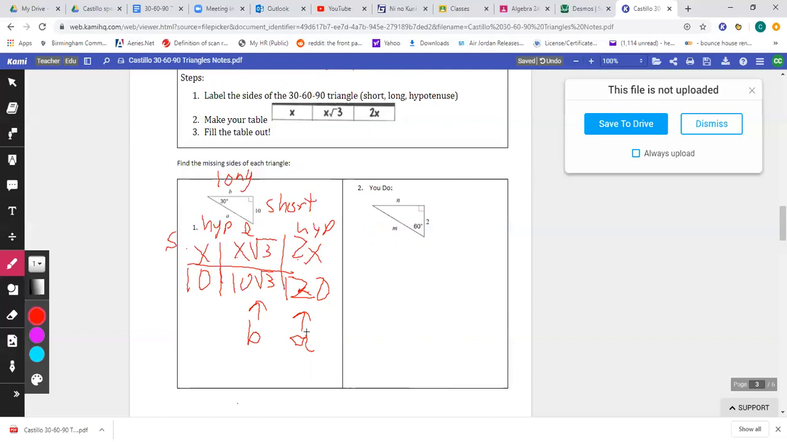Okay? So everyone, I want everyone to go ahead and try to do number 2. Should be very simple. It's the same as number 1. And once again, you don't need to necessarily do this table. I just think it helps sometimes.